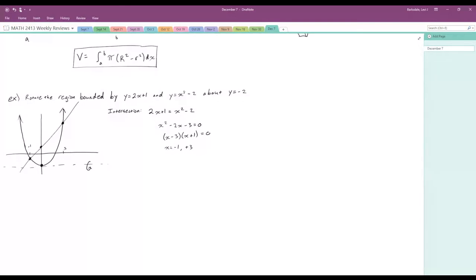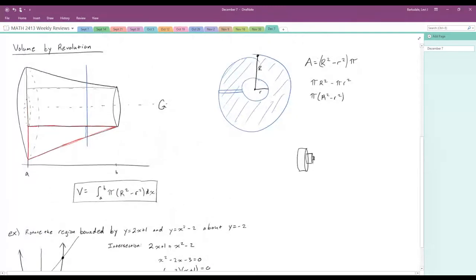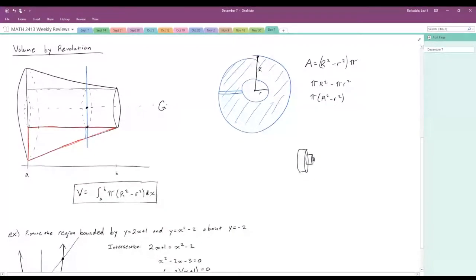Now I need to figure out what my capital R and my lowercase r should be. So if you'll remember, when we took the cross section, this is the center of our circle, this is the distance of our small r, because this would be like a smaller circle right there, and this would be our larger R, so this distance from here down to here is our larger R.